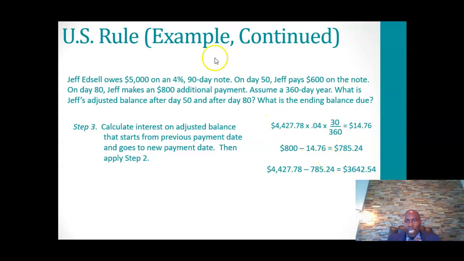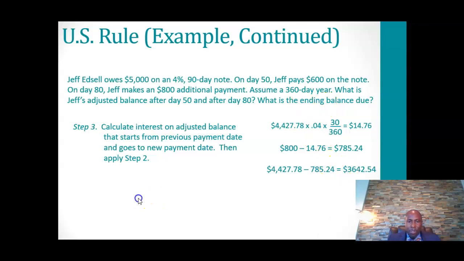So now when Jeff pays the $800 on day 80, the first $14.76 is going to be interest. The remaining $785.24 reduces the principal balance. So now the remaining principal balance on this loan is $3,642.54. Okay? Now the question is, what is the ending balance due on this note?